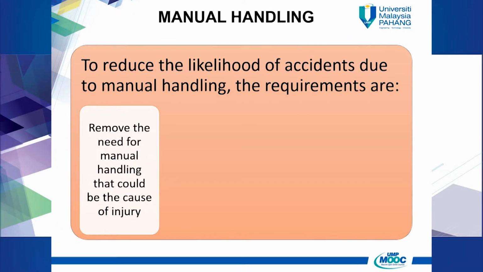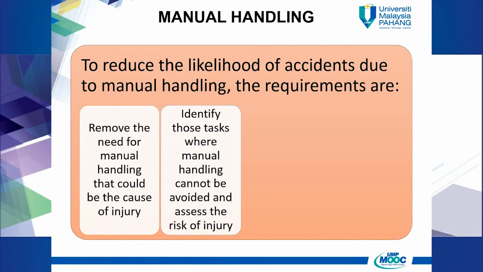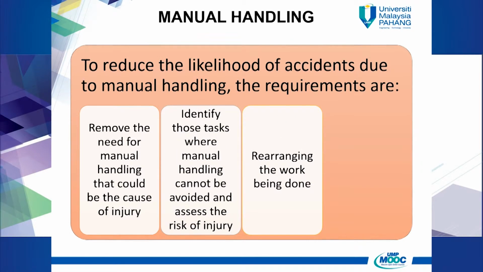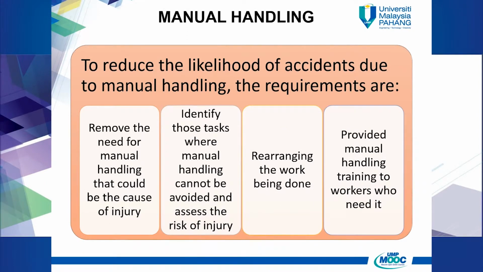To reduce the likelihood of accidents due to manual handling, the following requirements should be followed. Remove the need for manual handling that could be the cause of the injury. Identify those tasks where manual handling cannot be avoided and assess the risk of injury. Reduce the risk of injury by rearranging the work being done. As an example, reduce the weight of item to be lifted. Provide manual handling training to workers who need it and teach them how to plan a lift.